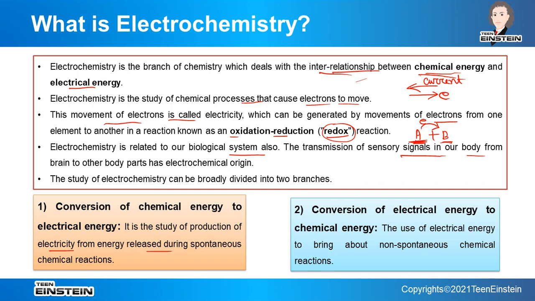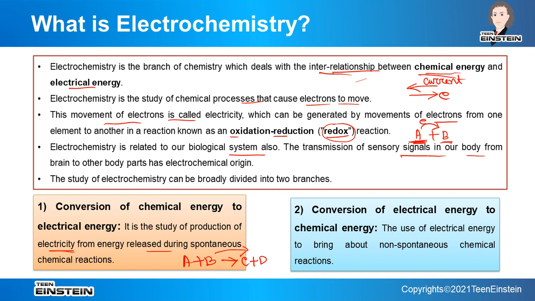There are some reactions which are spontaneous, but there may be some reactions which are not spontaneous. Suppose, for example, A and B react together and produce C plus D. Now the forward movement, from A and B to C and D, is spontaneous. So obviously the opposite reaction, C plus D to A plus B, is not spontaneous. When we are moving from left hand side to right hand side, energy is released, so that energy can be utilized for production of electricity.